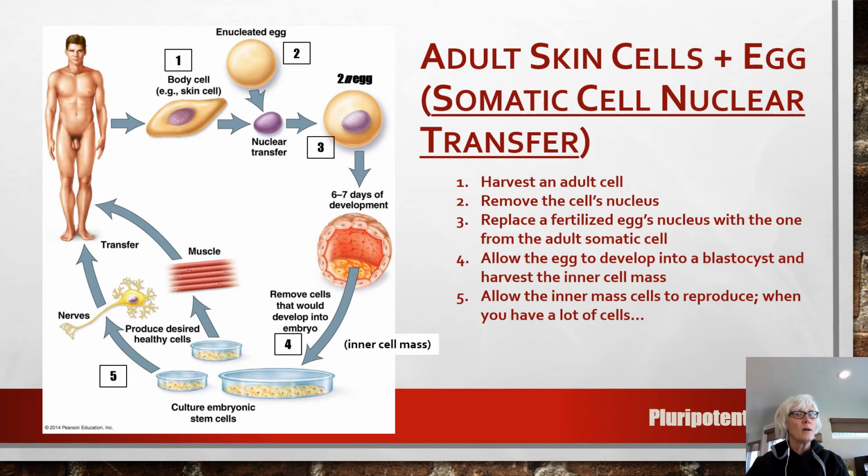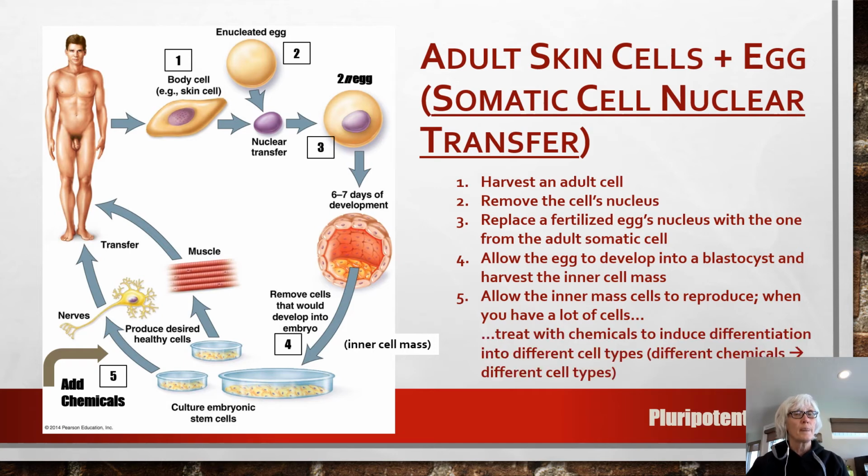We're going to allow those inner mass cells to reproduce, and when we have a lot of cells, we're going to add chemicals. These chemicals will induce differentiation into different cell types. The different chemicals that we use, each of them are going to induce the generation of a different cell type. That is somatic cell nuclear transfer.